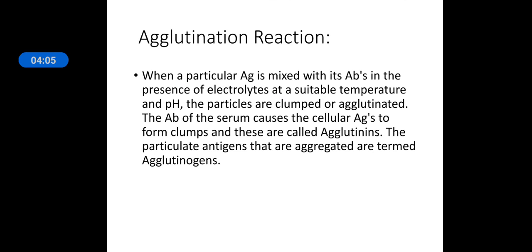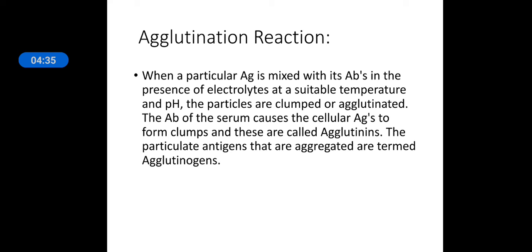Next, the next type of reaction is agglutination reaction. Here an antigen is mixed with its antibody in the presence of electrolytes at a suitable temperature and pH, and the particles will be clumped. They will form clumps, just like when we are testing our blood groups, we look for clumps, right? That is an example of agglutination reaction. So they will form clumps, or you can say they are agglutinated.